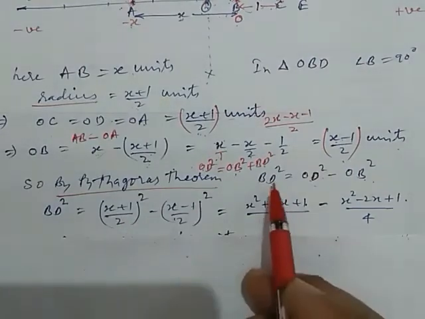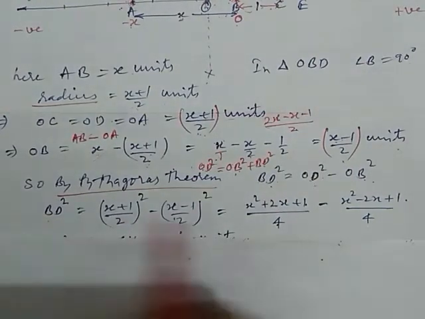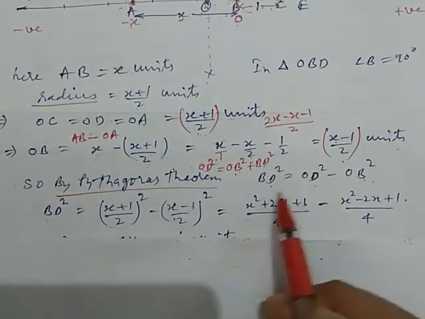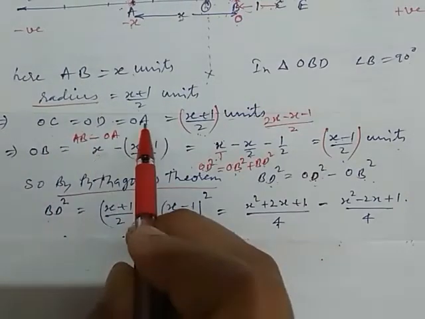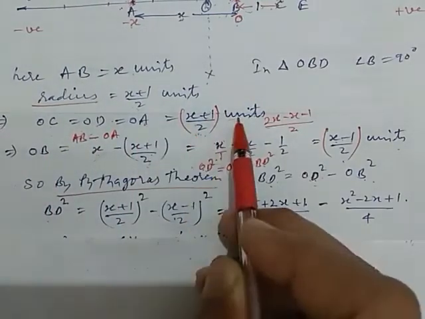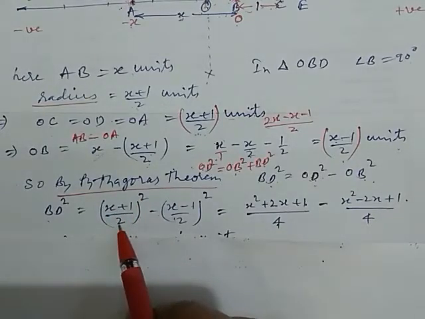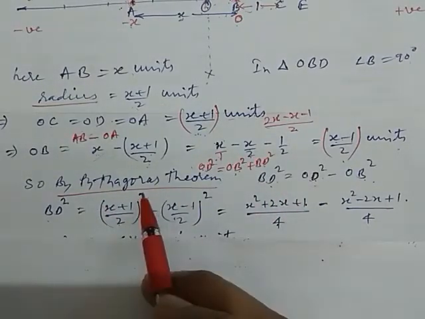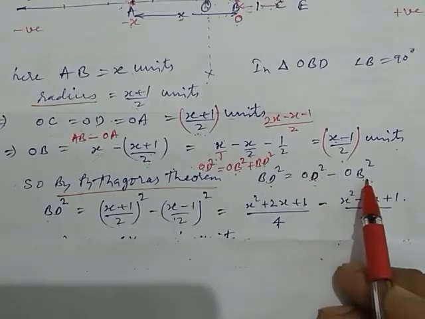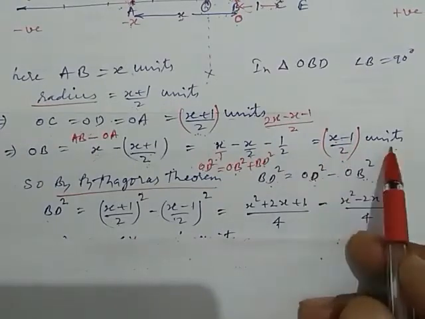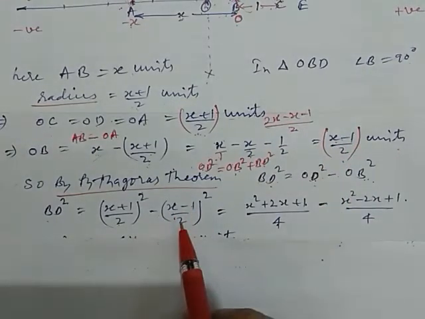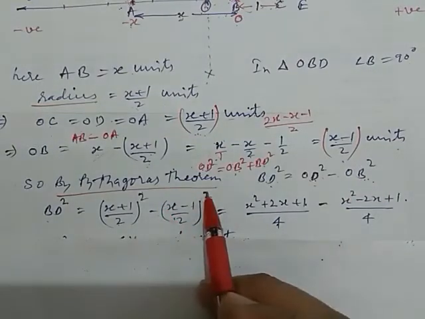Now we get the BD this way. Now we take BD square here and OD square. What is the OD? Here OC, OD and OA are (x plus 1) by 2 unit. So OD is (x plus 1) by 2, and OD square means ((x plus 1) by 2) whole square, minus OB square. And OB is how much? We get OB (x minus 1) by 2 unit. So put here (x minus 1) by 2, and the OB square is the square of this. Now open these.